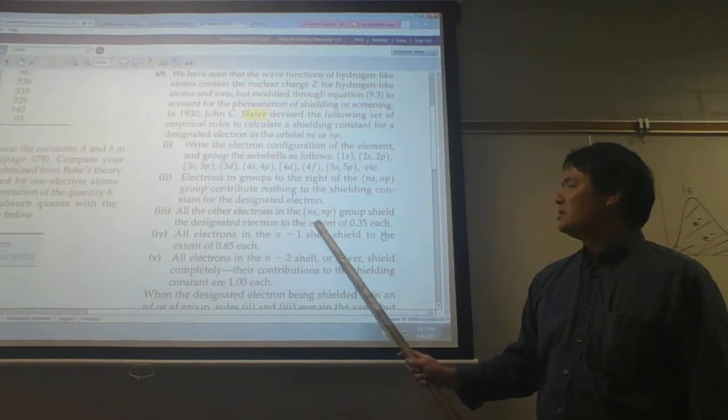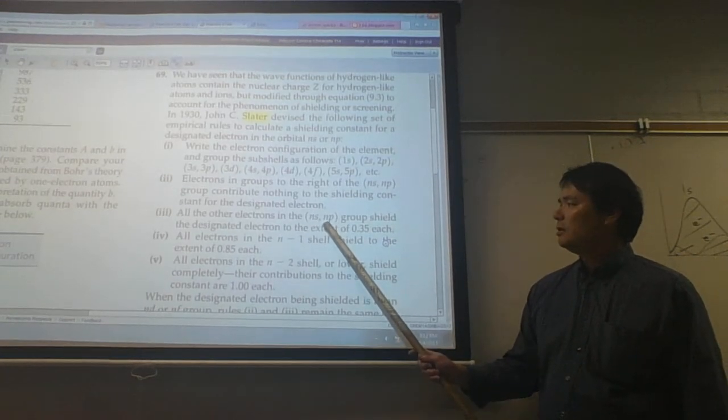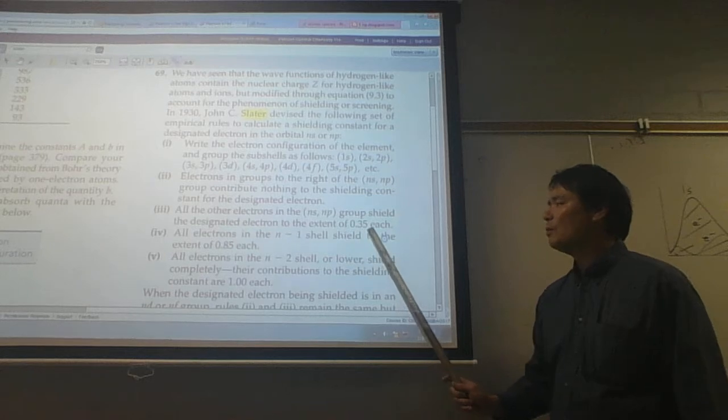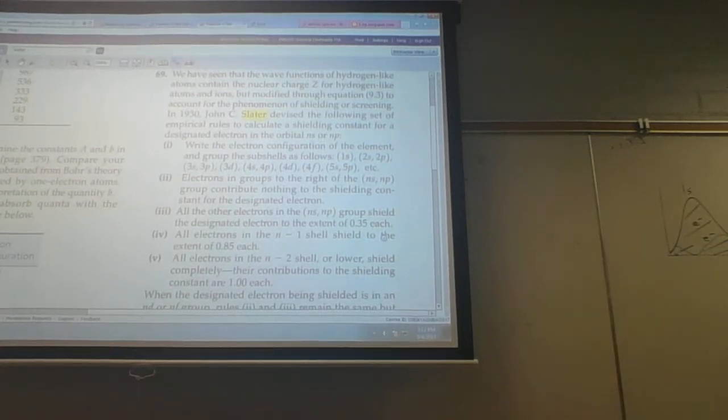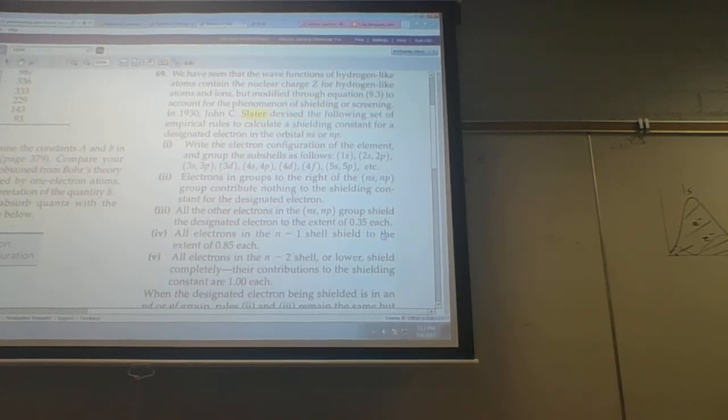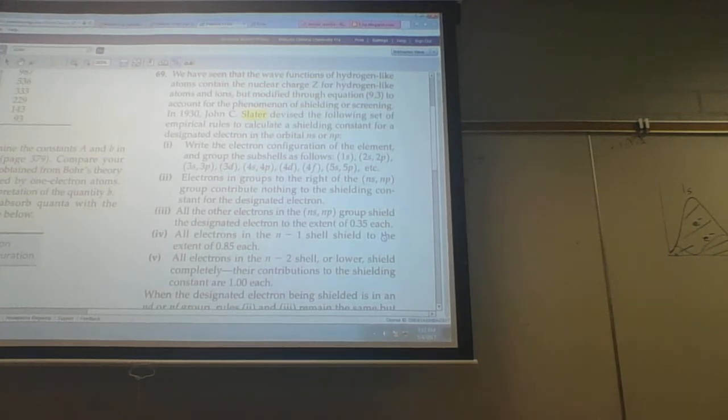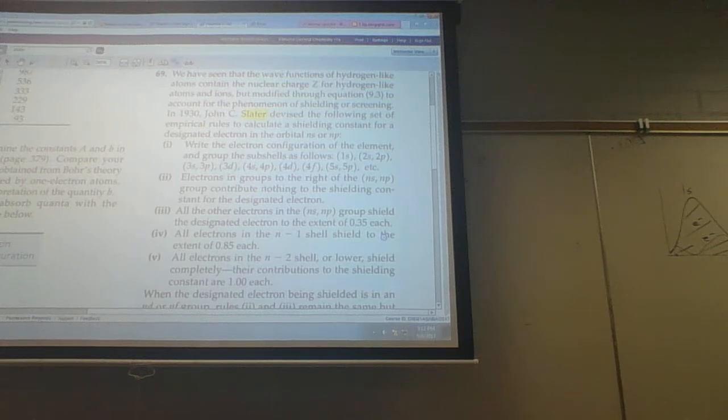All the other electrons in the same shell shield the designated electron to the extent of 0.35 each. So I asked you, is this electron going to shield very well? The answer is no. But it does shield a little bit. We'll lose 0.35 of Z. Sometimes this electron will move in front and block it. A third of the time we're going to say it's going to be blocking it, 2/3 of the time it's not. And so this electron in the same shell, or the same n, will reduce the nuclear charge by 0.35.